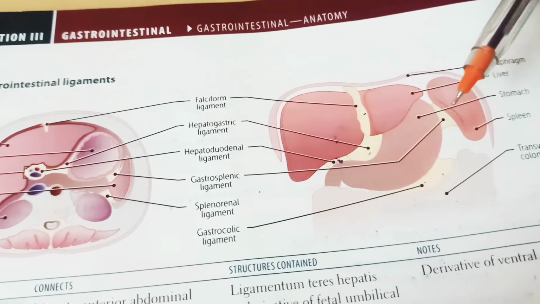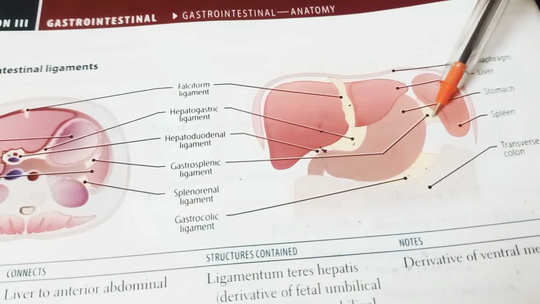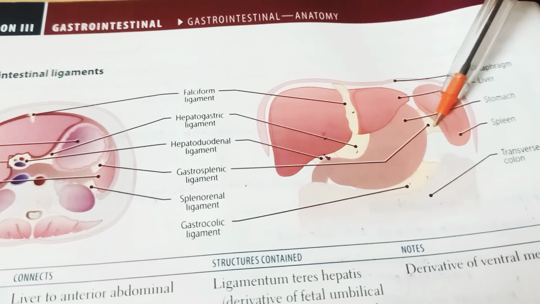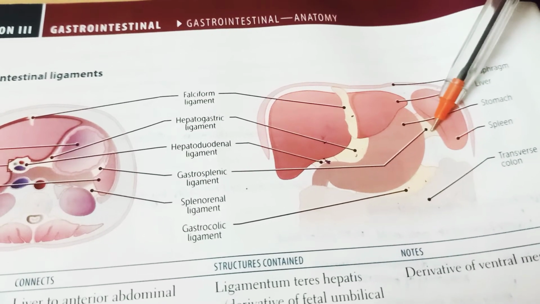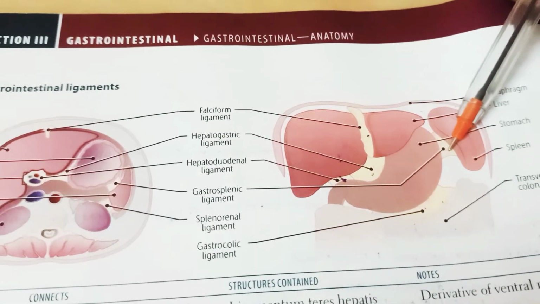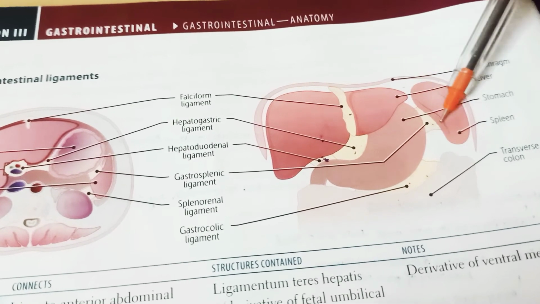Next, coming to the gastrosplenic ligament. The gastrosplenic ligament is between the stomach and spleen, from the greater curvature to the spleen. It contains the short gastric and left gastroepiploic vessels. It is also a derivative of dorsal mesentery. It separates the greater and lesser sac on the left, and it is a part of the greater omentum.